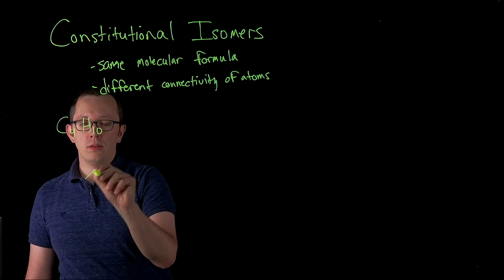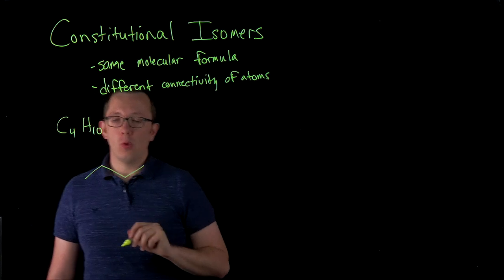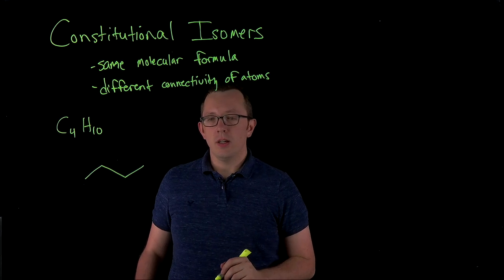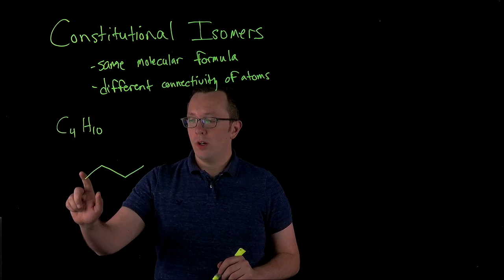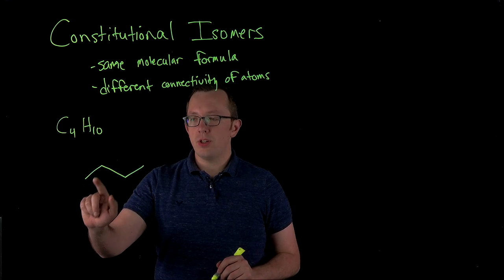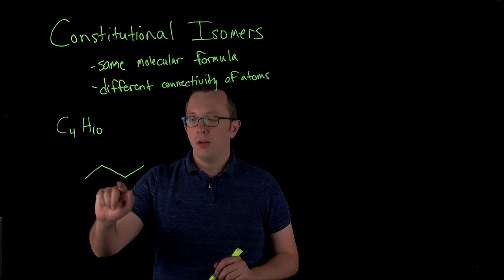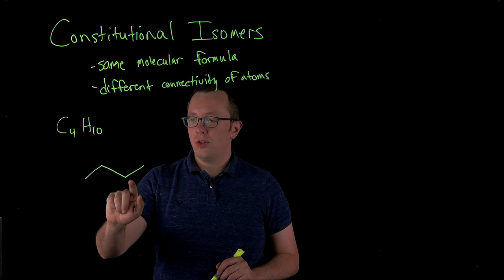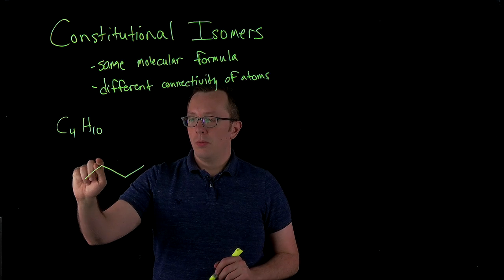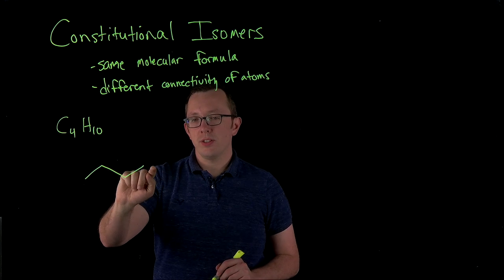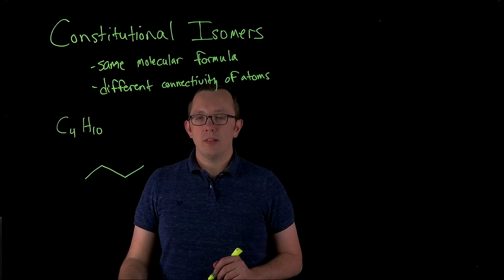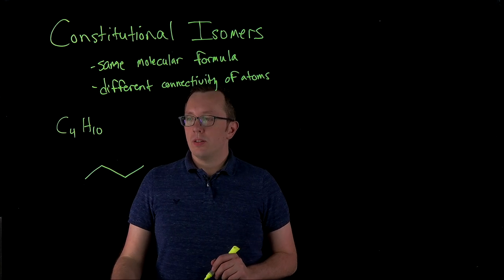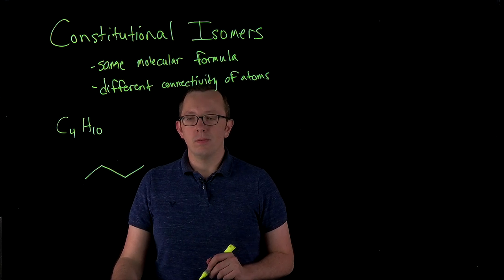We can start with 1, 2, 3, 4 carbons here. We count up our hydrogens. We have 3 hydrogens at this position, 2 at this position, 2 at this position. So 3 plus 2 plus 2 plus 3, a total of 10. So that's one way of putting together our C4H10 molecule.